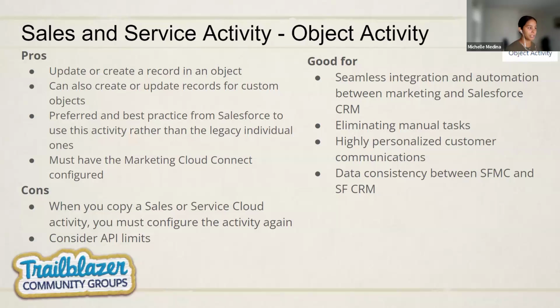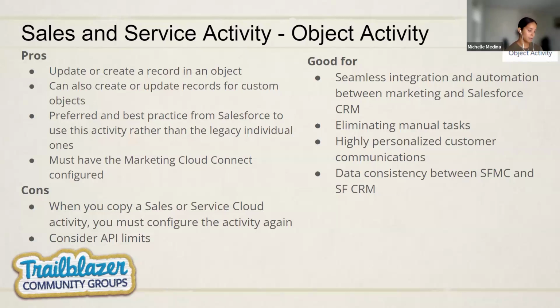And then some considerations: when you copy a Sales or Service Cloud activity, so let's say you've configured an object activity already and you want to copy it and use it again, you do have to configure the activity all over again. And then also you just have to consider API limits. So this is using the SOAP API. So again, just consider that when you're building out these journeys that may include these Sales and Service Cloud activities.